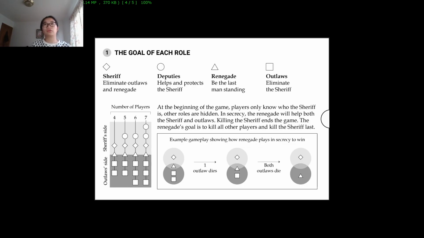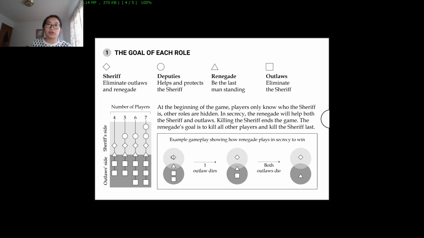And the goal of the renegade is to be the last man standing. So you would try to not kill the sheriff first. If you kill the sheriff, the outlaws win, but you don't win. So to win as a renegade, you have to kill the outlaws' deputies and kill the sheriff last. So I thought the best way to explain this game is just to explain an example gameplay of how the sheriff plays.